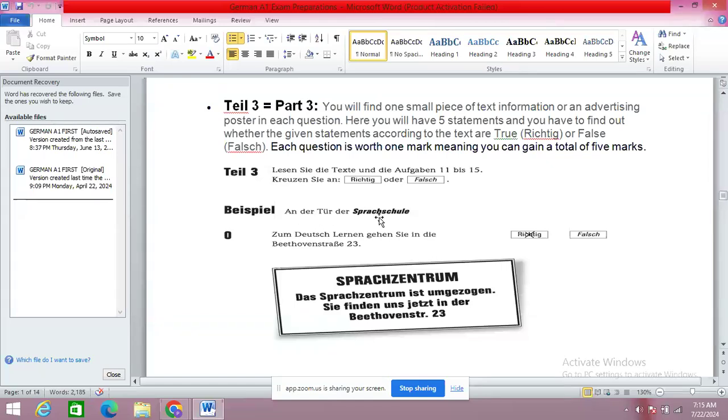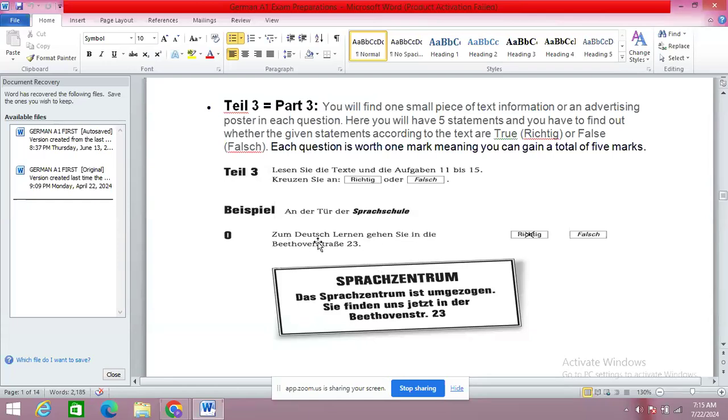An der Tour der Sprachschule. This is our Thema, which means they are talking about a language school here. Now, this is the information related to our language school. Okay, now this is our question which is given to us. We will read this question.